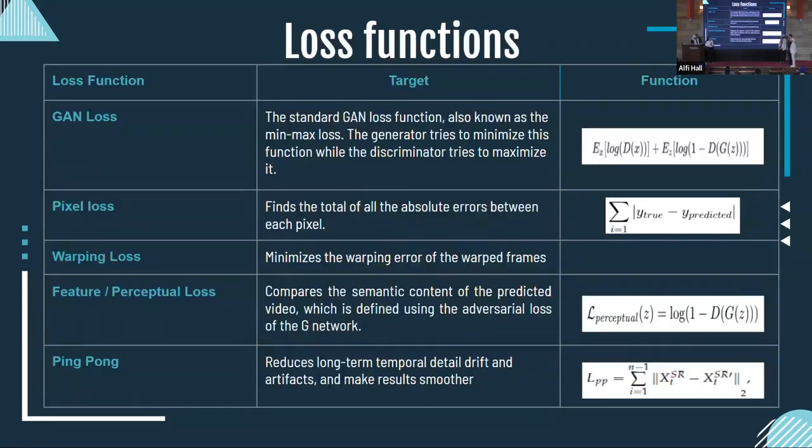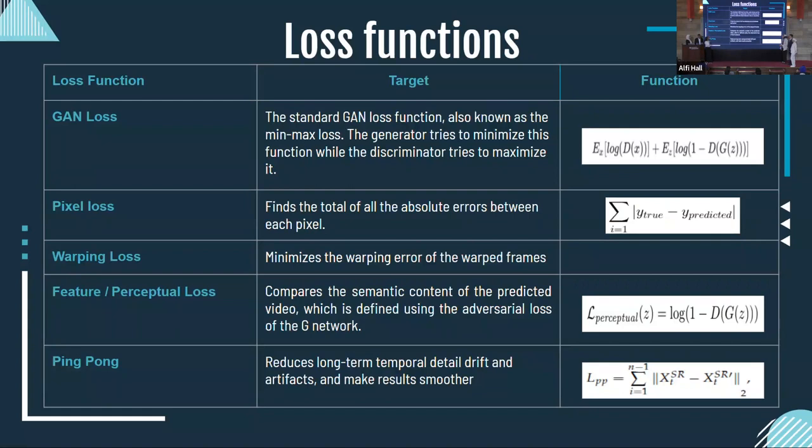Next slide. So regarding our loss functions, we have been dealing with 5 main loss functions. The first one is the standard GAN loss function, or what is commonly known as the min-max function. Its main aim is that the generator tries to minimize the function while the discriminator tries to maximize it. The second loss function is the pixel loss function. It deals with the pixels by trying to minimize the absolute error between them.